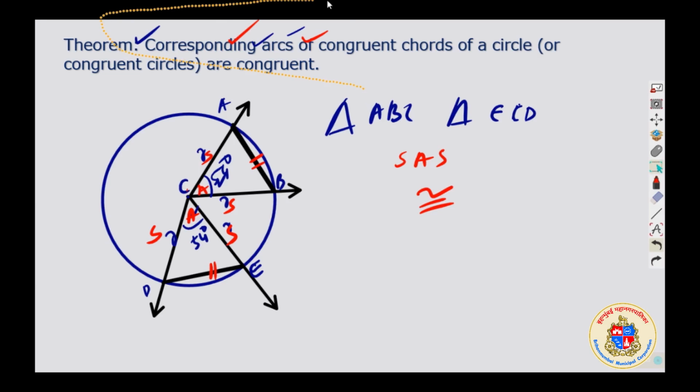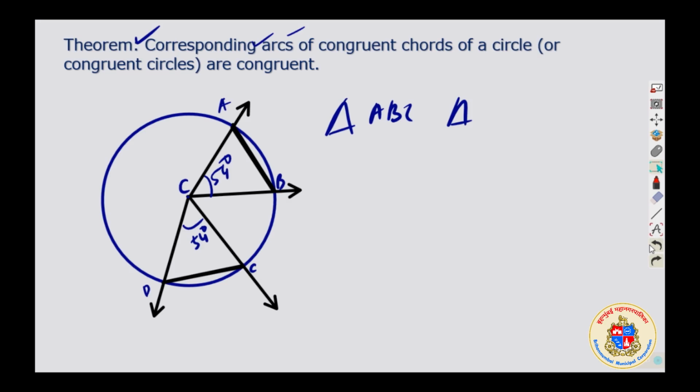What is given? Corresponding arcs of, उल्टा हो गया, congruent chords of a circle are congruent. अगर chords congruent है तो arcs congruent रहेगा. तो इसमें हमारे पास क्या नहीं रहेगा? जरा मिटाने का कोशिश करता हूँ. We are trying to use the same figure, थोड़ा एडजस्टमेंट करता हूँ टाइम सेव करने के.